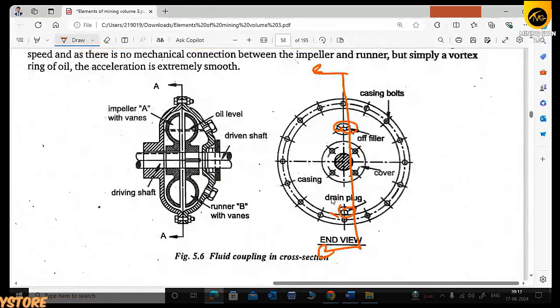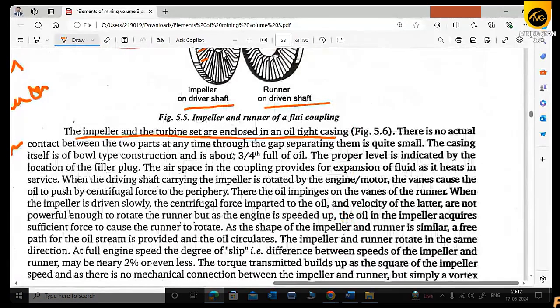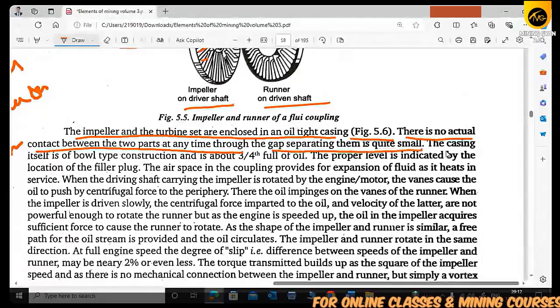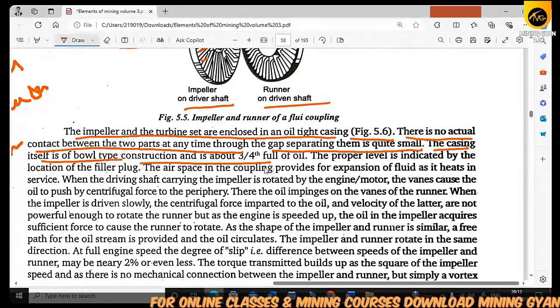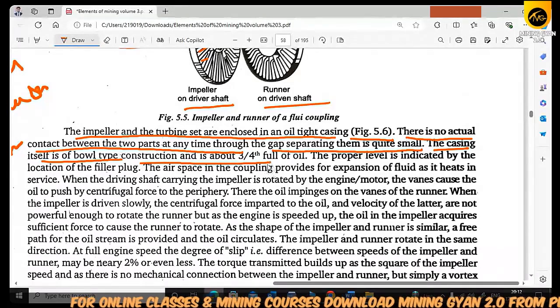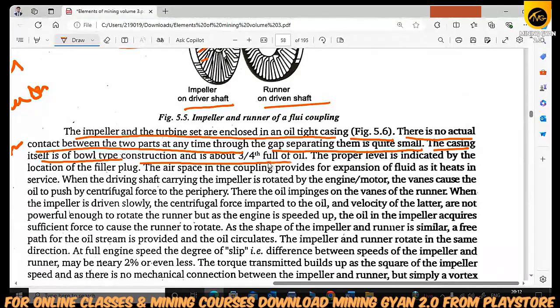So you see the impeller and turbine set enclosed in an oil-tight casing, that is figure 5.6. There is no actual contact between the two parts at any time, so the gap separating them is quite small. The casing itself is bowl-type construction, three-fourths full of oil, मतलब कि that 3/4, like 75%, is full of oil. The proper level is indicated by the location of the fitted plug, and the air space in the coupling provides for the expansion of fluids as it heats. When the driving shaft carrying the impeller is rotated by the engine or motor, the vanes cause the oil to be pushed by centrifugal force.